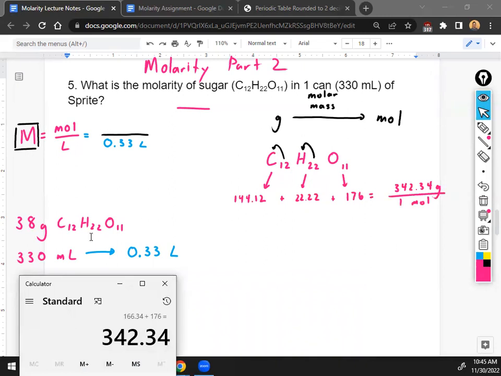All right, so now we're going to use this number and turn the grams right here into moles. So what we're going to do is set up a fraction. Let's take this number right here, 38 grams, and set up a fraction to turn the grams into moles. I want to get rid of grams. So whenever you want to get rid of something, you put it on the bottom of the fraction. And then we put what we're looking for on the top. So you're going to put grams on the bottom and moles on the top.